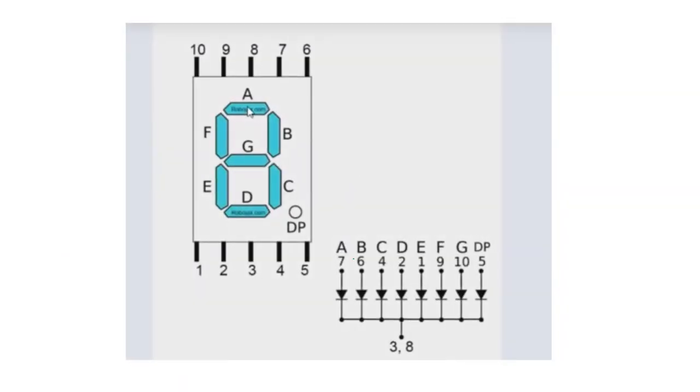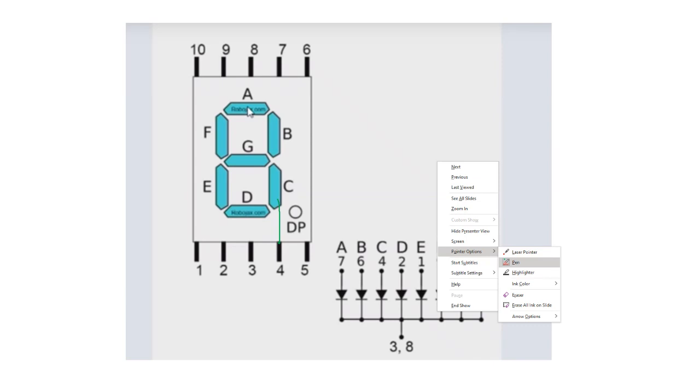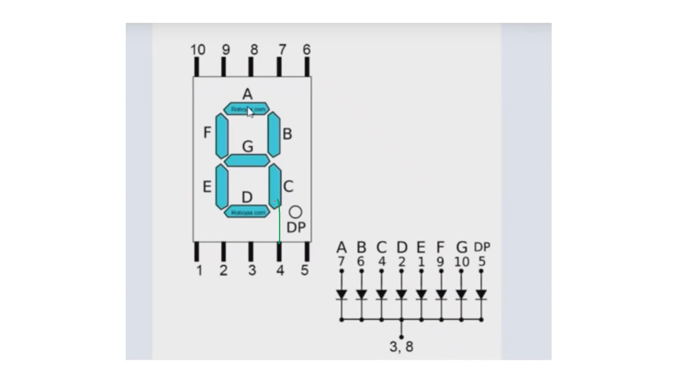Perfect. Like I was just saying, this pin 2 is for D, remember, A, B, C, D, E, F, and then pin 4 is for C. Let me change the color. I'm just repeating it here so that we get all of it together. Remember, this one is not connected at all. Pins 8 and 3 are never connected to any segment.